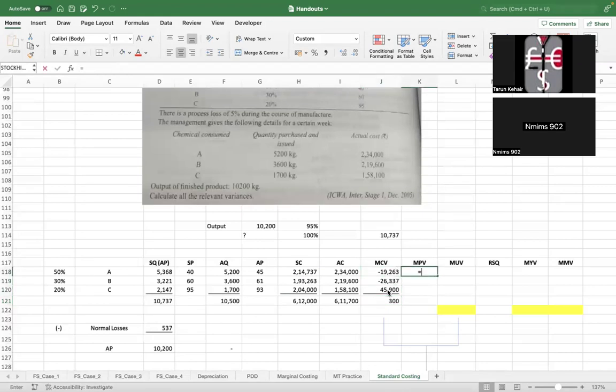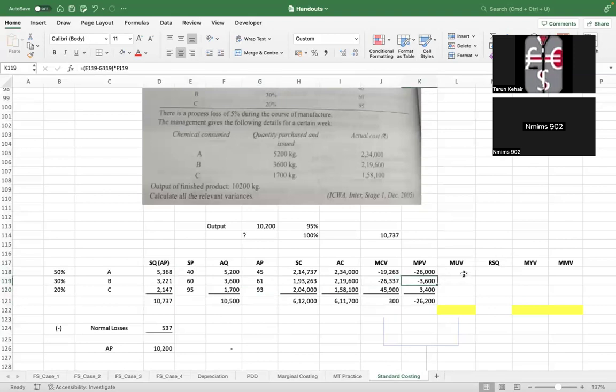Price variance formula, standard price minus actual price into actual quantity. Okay, that you will do for all. Do the summation, you will get your price variance as 26,200 negative, which means somewhere for some materials we have paid more price than we thought we should have paid. For example, for A we thought we will pay at 40 per kg, we paid 45 per kg. For B we thought we'll pay 60, we paid 61 per kg. C was okay. Okay?